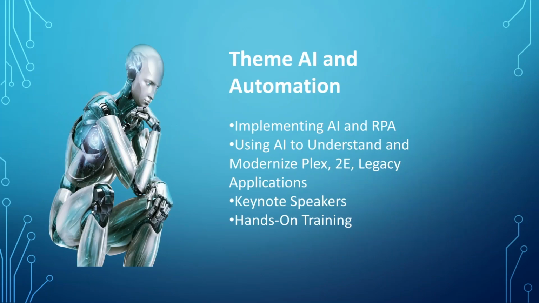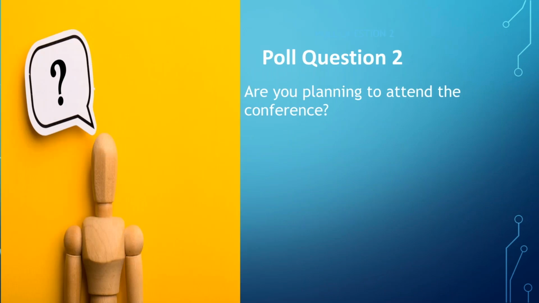As I mentioned, the overall theme for this conference is AI and automation. We're going to talk a little bit about how to implement AI and RPA. We're going to look at some ways that you can use AI to better understand your applications, both Plex, 2E and legacy, and how to modernize the applications using AI. We've got some very exciting keynote speakers who are going to be talking, and we're also offering hands-on training on Thursday. Now we're doing poll question 2, and that is a very important question.